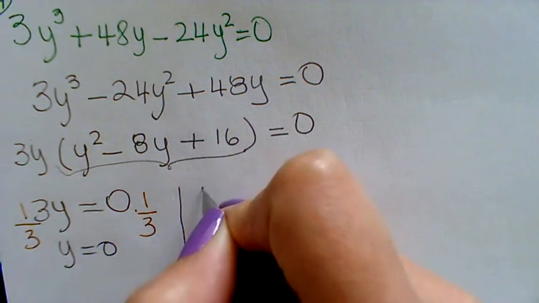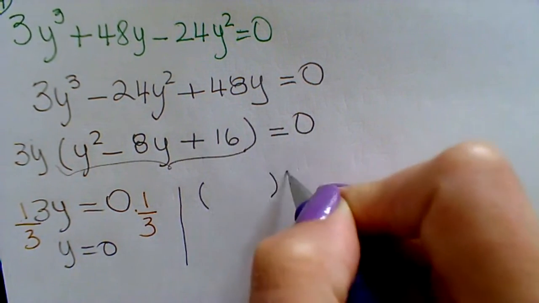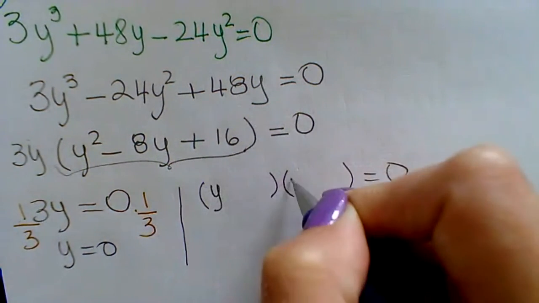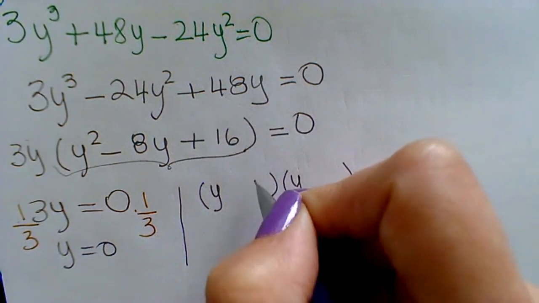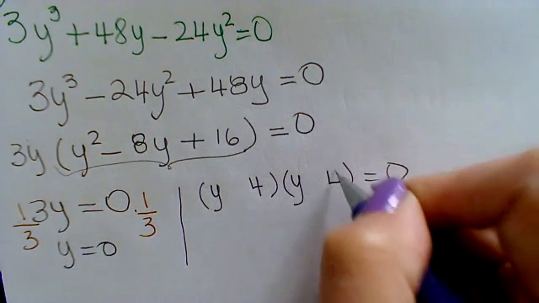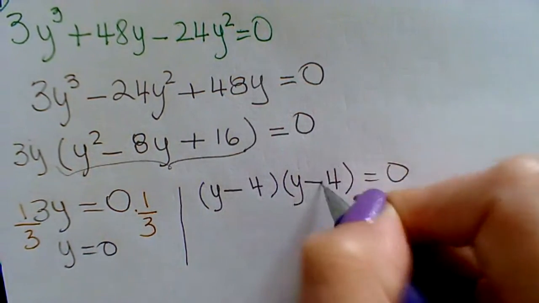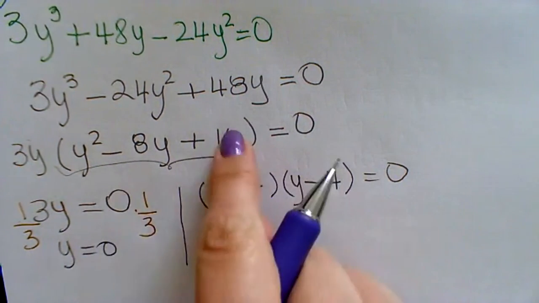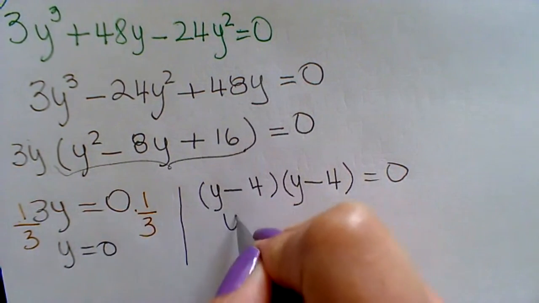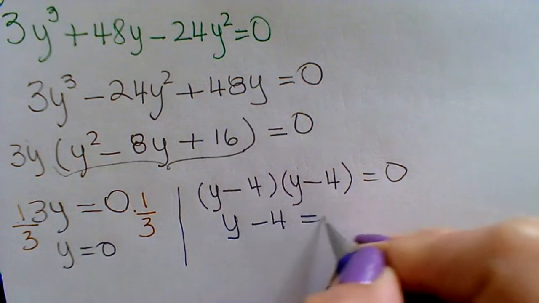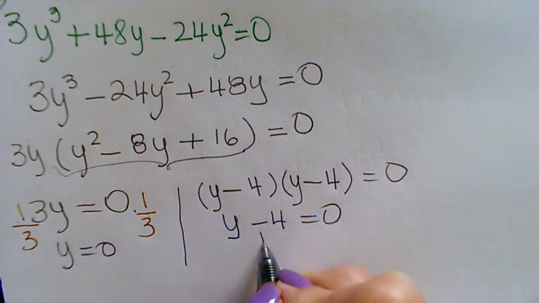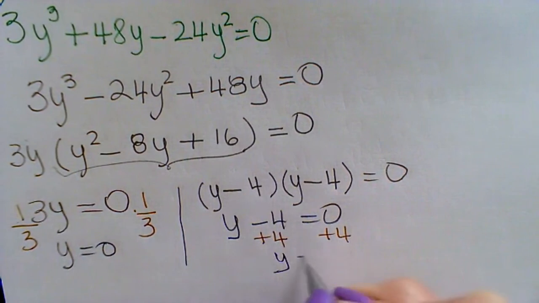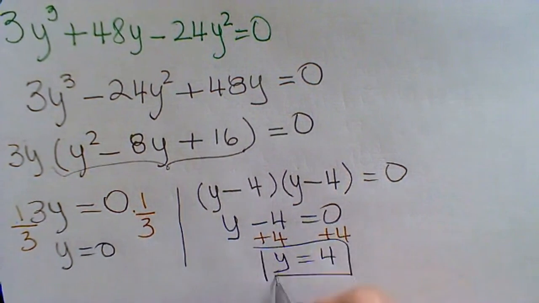This part we know is going to be 2 numbers that when I multiply, I get 16, and when I add them, I get 8. So they're both going to have to be negative. When I add them, negative 8. When I multiply them, positive 16. So what do I have here? Equal to 0. So y is equal to 4. And here are my 2 answers.